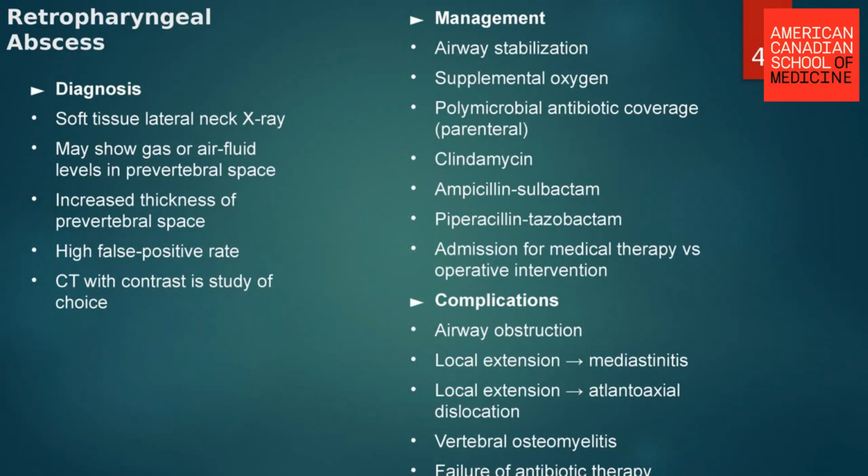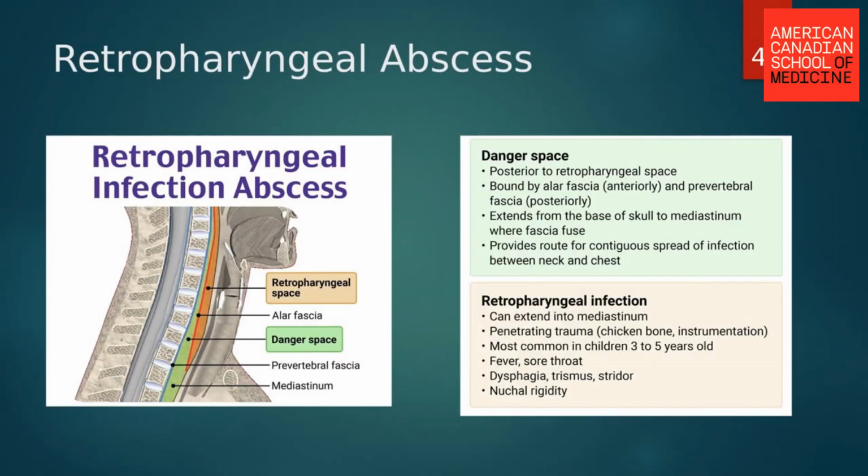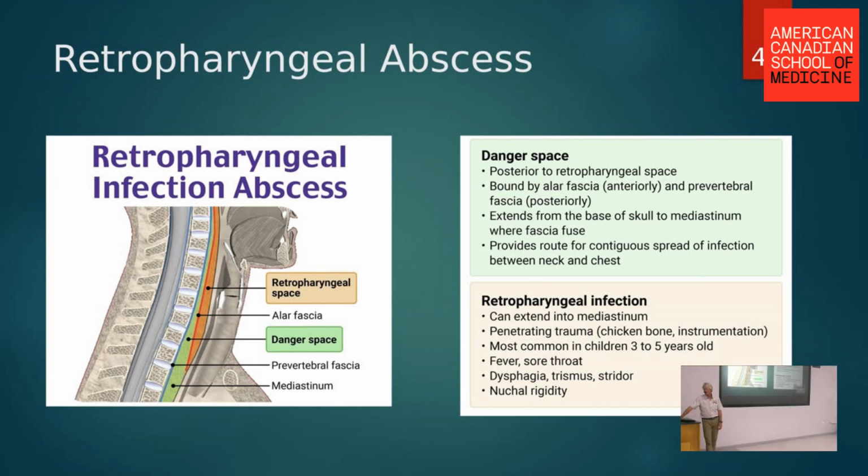You're going to see some increased thickness in the prevertebral space. The space between the esophagus and the vertebral structures is going to be enlarged. Generally, a CT scan with contrast is the study of choice. Show you what an x-ray is going to look like. So with retropharyngeal abscess, you can see the esophagus there and the space there. The danger space is that green area that you see there. The retropharyngeal space is that orange, and the esophagus is anterior to that. So any thickening in those spaces is going to be an area where you can develop an infection.